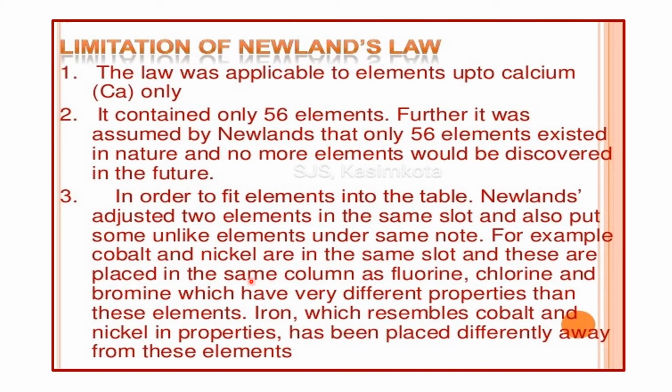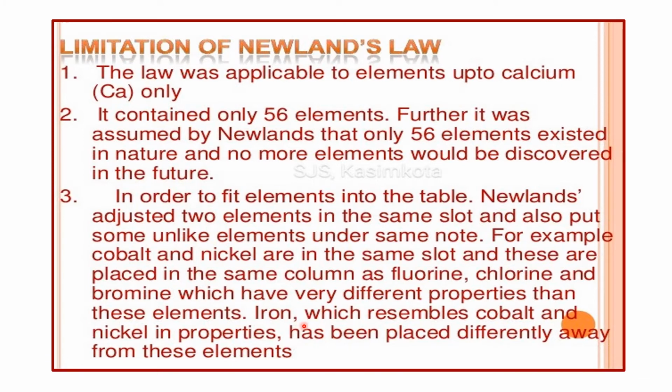So here he has adjusted cobalt and nickel in the same slot, but these elements are in the same column with halogens, which have different properties from cobalt and nickel. The halogens are fluorine, chlorine, bromine and iodine. These are known as halogens, and they have different properties than cobalt and nickel, but he has arranged all these elements in the same slot. So here, this is a drawback of the concept.